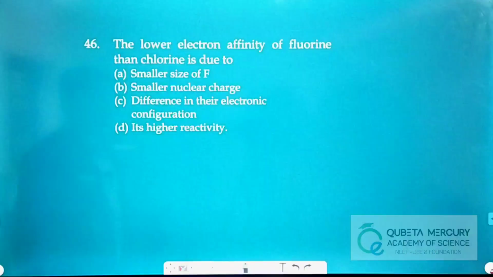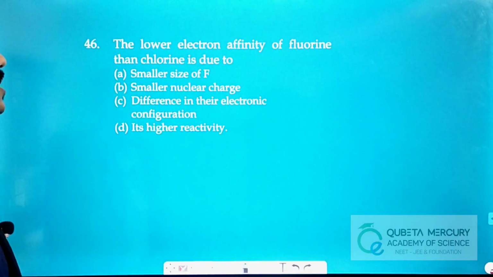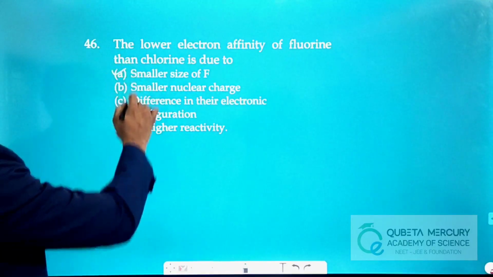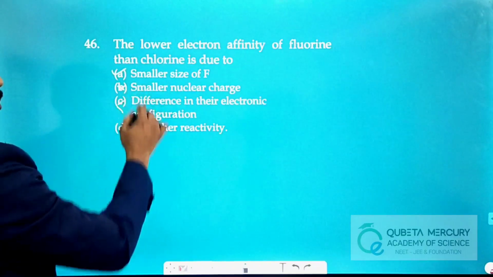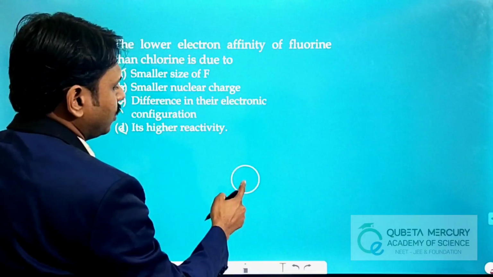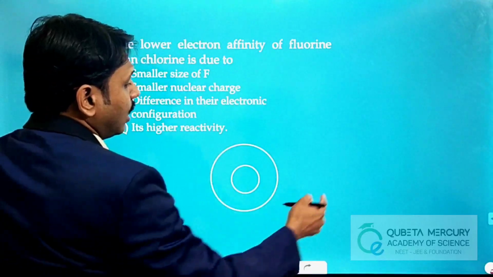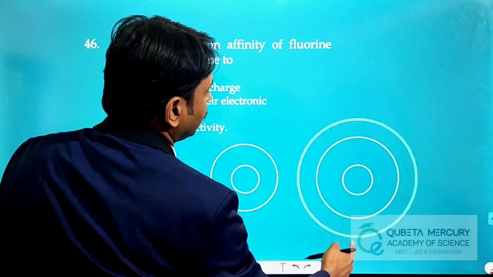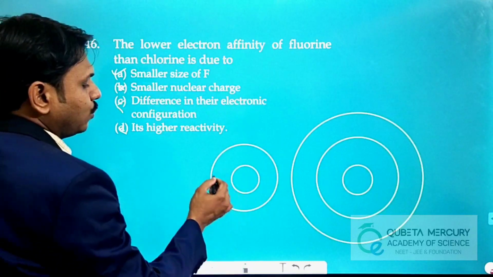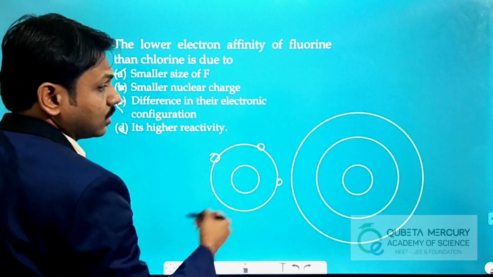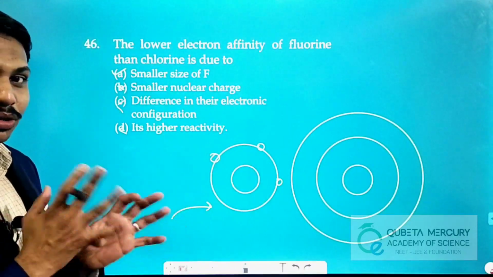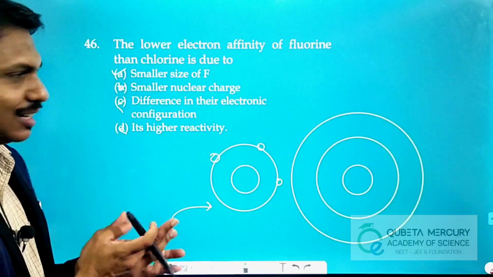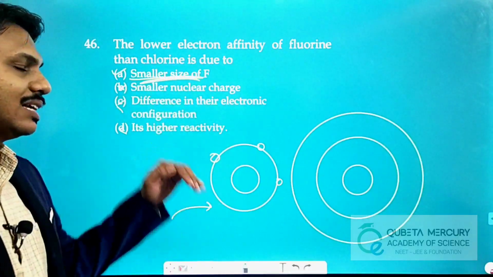Moving to the next question. The lower electron affinity of fluorine than chlorine is due to: the first option is correct, smaller size of fluorine, not smaller nuclear charge. As you know, the difference between fluorine and chlorine is atomic size. In fluorine, already 7 electrons are present in the outer shell, so the incoming electron will feel repulsion due to the smaller size, because 7 electrons are already present in the smaller shell. So smaller size is responsible for lesser electron affinity.